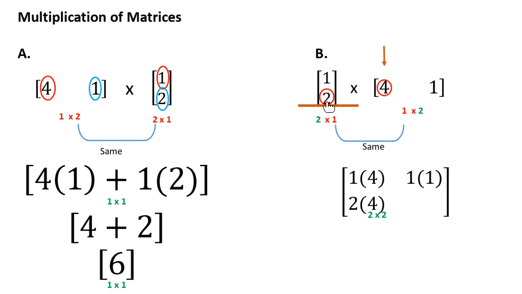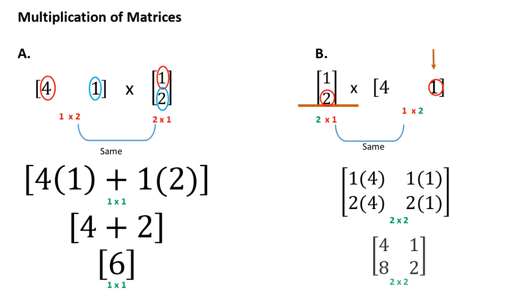Now we start again. The second row is 2 times the first column, 4, and then 2 times 1. And so now I have my numbers here, so I can simplify. 1 times 4 is 4, 1 times 1 is 1, 2 times 4 is 8, 2 times 1 is 2.